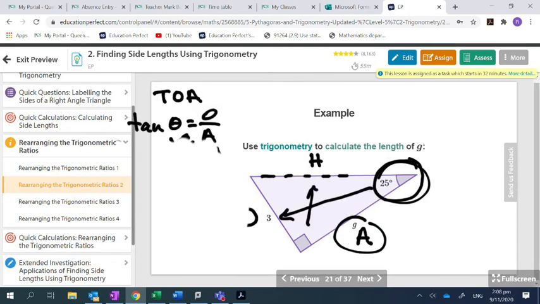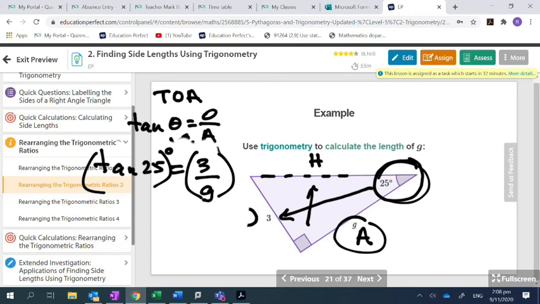Well, what are we saying? This is nothing new. This is exactly what we did before. It's just you're dividing by something slightly different. So, it's the tangent, okay? Tangent of 25 equals 3 over G. I need to eliminate the fractions by multiplying by G.